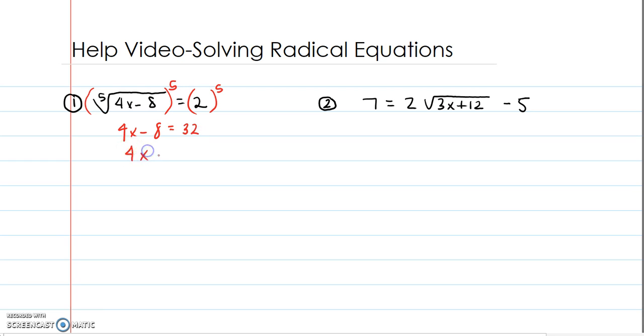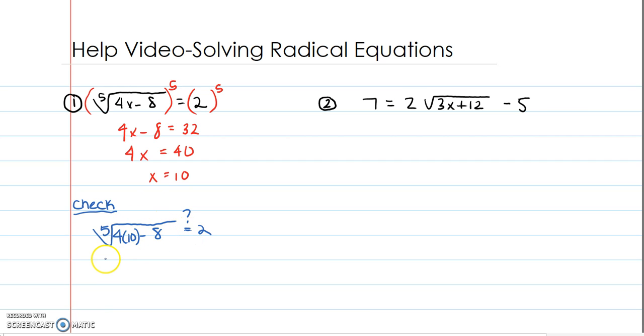We'll have 4x, and then if we add this 8 over is 40. So x is just equal to 10. And then if we go ahead and do a check, this will make sure that we know if we've gotten it right or not. So we'll have the fifth root, 4 times 10 minus 8 equals 2. And we're checking to see if this equals 2.